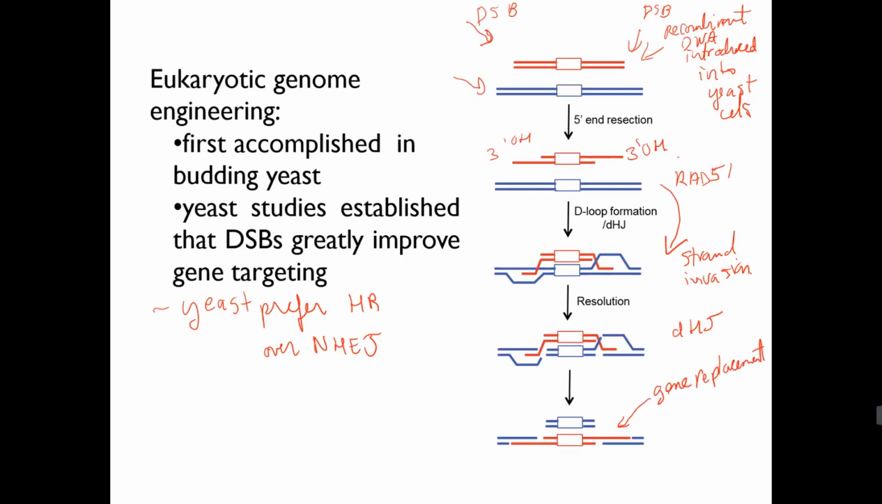where essentially you've hijacked the repair system of the cell to swap this red recombinant thing for the native chromosome locus. This is a powerful technology because it allowed you to alter genes and DNA sequences at will. All it required was that you have some homology to the sequence of interest such that you could catalyze this strand invasion reaction, because of course this is a homology-directed repair reaction.